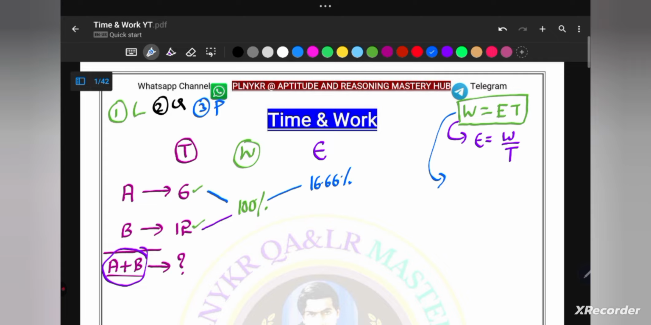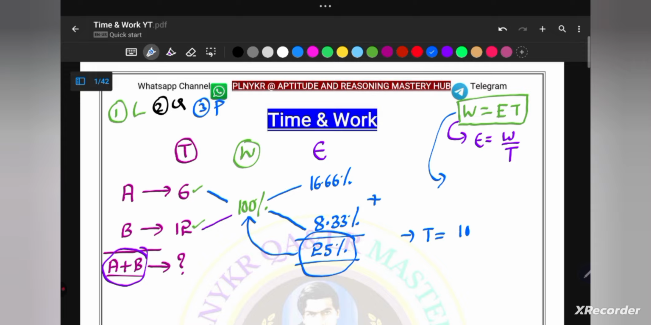Now clearly B will be taking 12 days to complete 100 percent. Per 1 day, the efficiency will be equal to 100% by 12, which means 8.33 percent. Together we add the efficiencies, which will be 25 percent. So together they will be able to complete 25% of the work per day. But our task is to complete 100%. So time taken will be 100% by 25%.